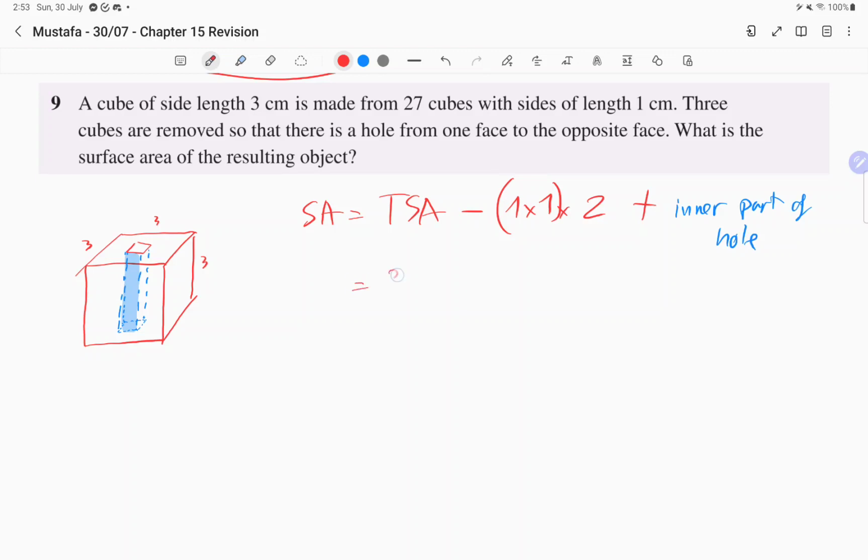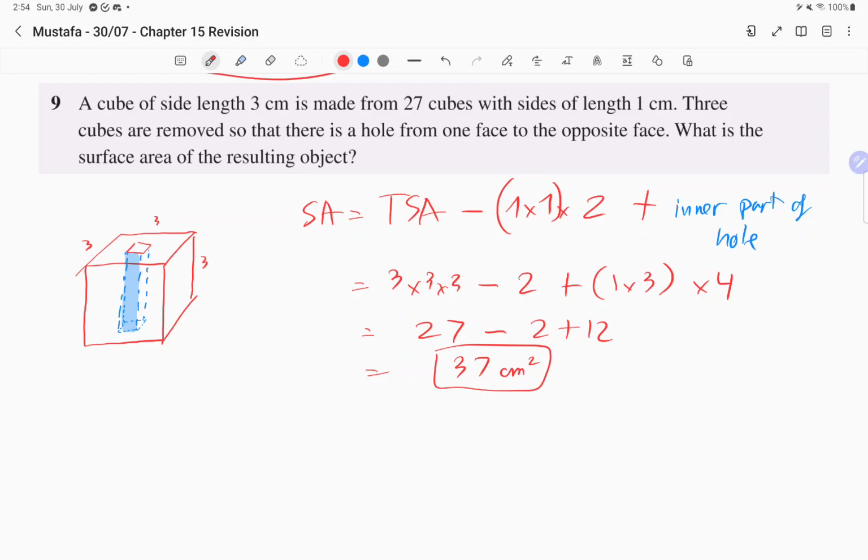So total surface area would be 3 by 3 by 6, minus 1 by 1 by 2, which is 2, plus the inner part of the hole. It's just 1 by 3, and there are 4 of those. So we quickly work that out: 27 minus 2 plus 12. So that'll be 25 plus 12. That is 37, and then you have to write centimeters squared. Isn't it 27 minus 14 though? No, you have to minus 2 first before you plus 12. When you have plus and minuses, you have to do left to right.